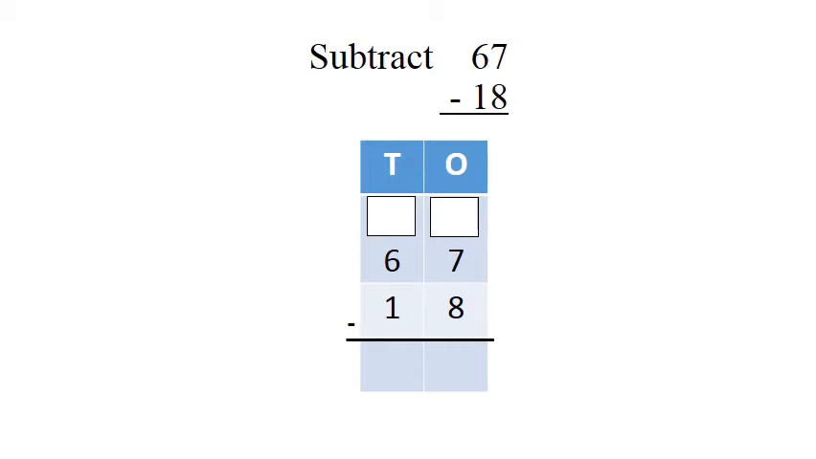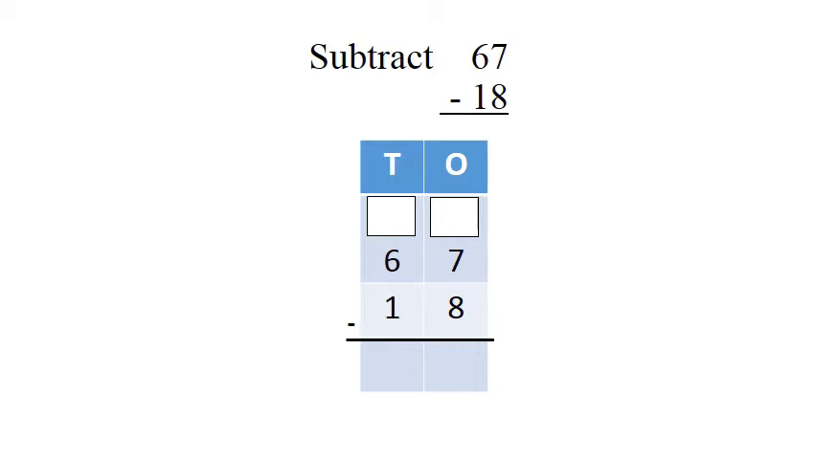Now that you've seen it a couple of times, it would be a good idea to pause right here and try this one on your own, 67 minus 18, and then go ahead and press play to see if you did it correctly. Go ahead and press pause now. Hopefully you pressed pause and you figured out your answer, and now you're going to check against my answer.